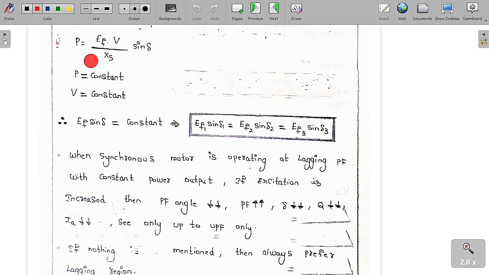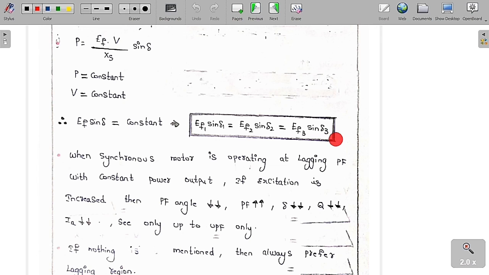As I've already told you, whenever the mechanical load is constant, the active power output is also constant. So P is equal to E_f into V by X_s into sine delta. As V is a constant, X_s is a constant, and P is a constant, definitely E_f into sine delta should always be constant. So E_f1 sine delta 1 is equal to E_f2 sine delta 2 is equal to E_f3 sine delta 3.